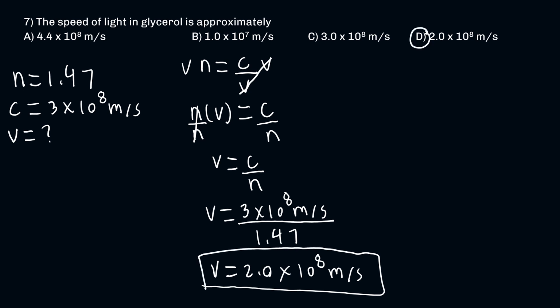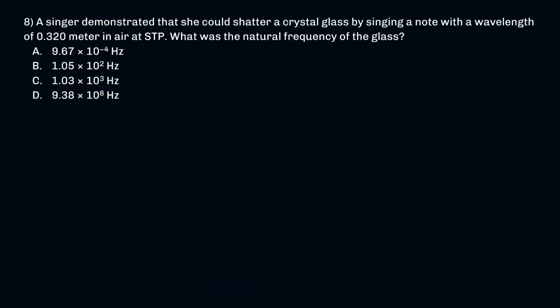All right, so let's move into our next example. All right, so we have a singer who demonstrated that she can shatter a crystal glass by saying a note with a wavelength of 0.320 meter in air at STP. What was the natural frequency of the glass? All right, so there's a lot of stuff going on here.